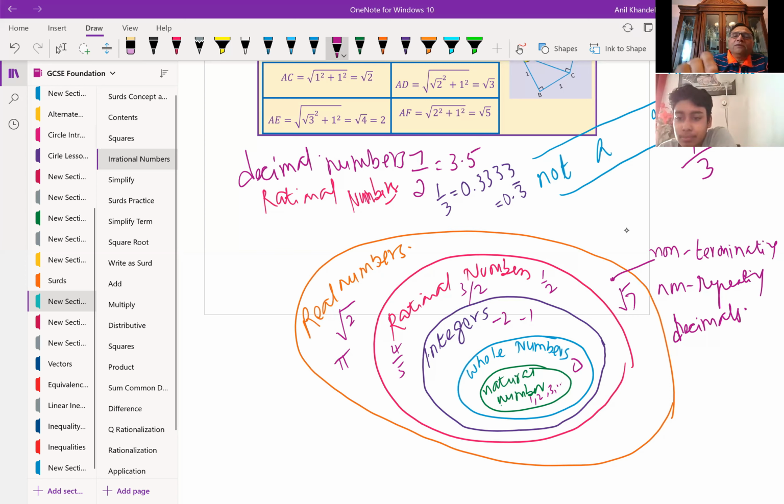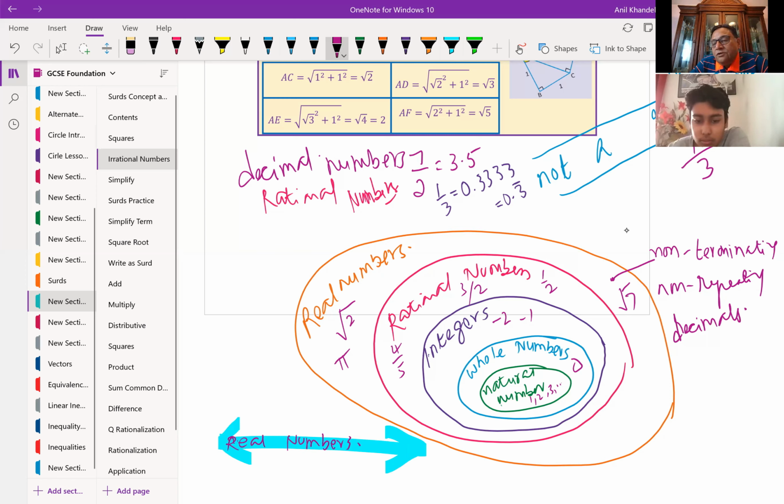So whenever we talk about numbers on a number line, this number line has all real numbers. This number line represents real numbers. Now the question is, if square root 2 is a real number, how do I represent this on a number line? I don't know its exact value. How can I represent this on a number line? Can you tell me that?